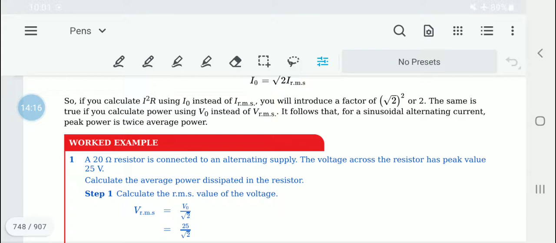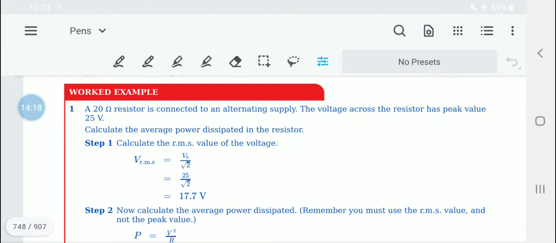So now let's look at this worked example. A 20 ohm resistor is connected to an alternating supply. The voltage across the resistor has a peak value of 25 volts. Calculate the average power dissipated in the resistor. First of all, we have to find V RMS. We know that it is V0 upon root 2. 25 upon root 2 is 17.7 volts.